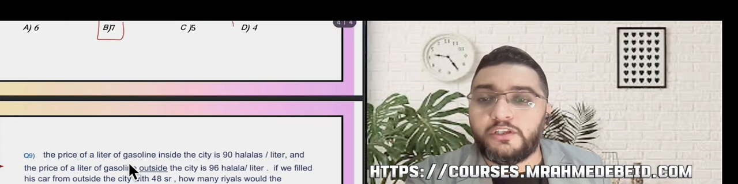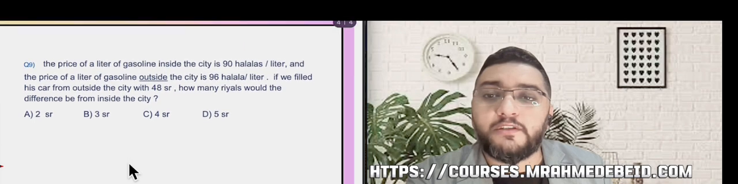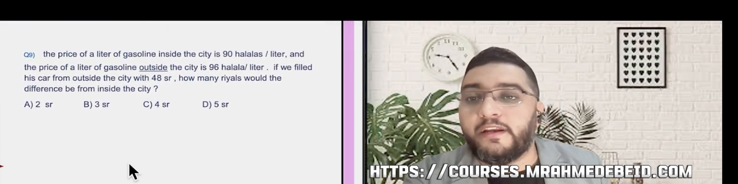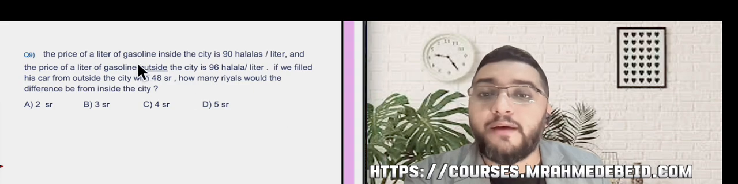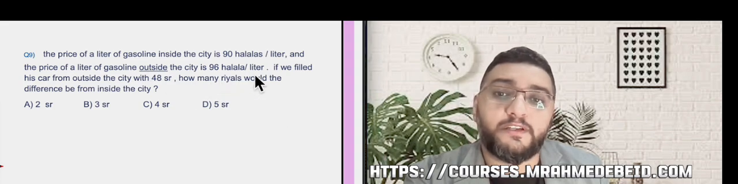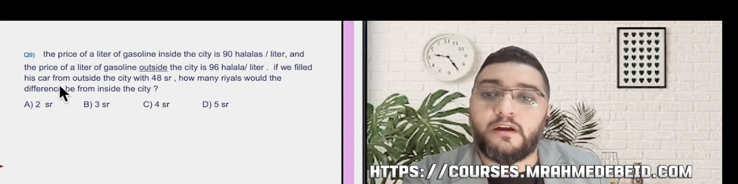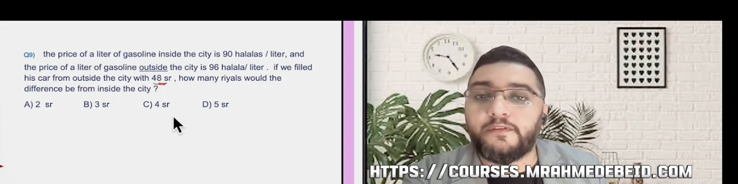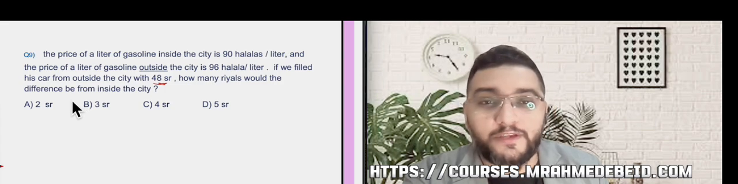For the next question, question 9. The price of a liter of gasoline inside the city is 90 halalas per liter. Now the price of a liter of gasoline outside the city is 96 halalas per liter. If we filled the car from outside the city with 48 riyals, what would be the difference in riyals between inside the city and outside the city?